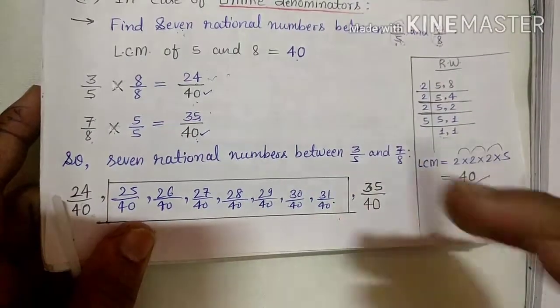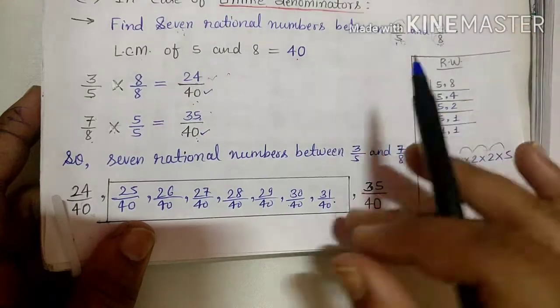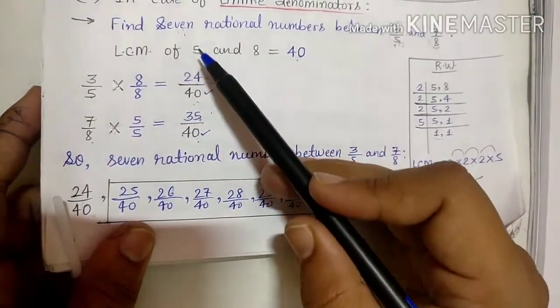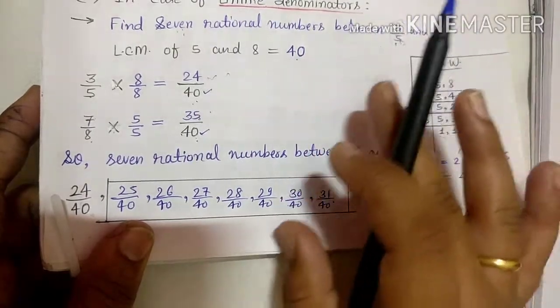So we can find any 15 numbers, though there can be more rational numbers than 15 between these two numbers, but you can find only 15. In that way you can find out, so there should be no confusion.